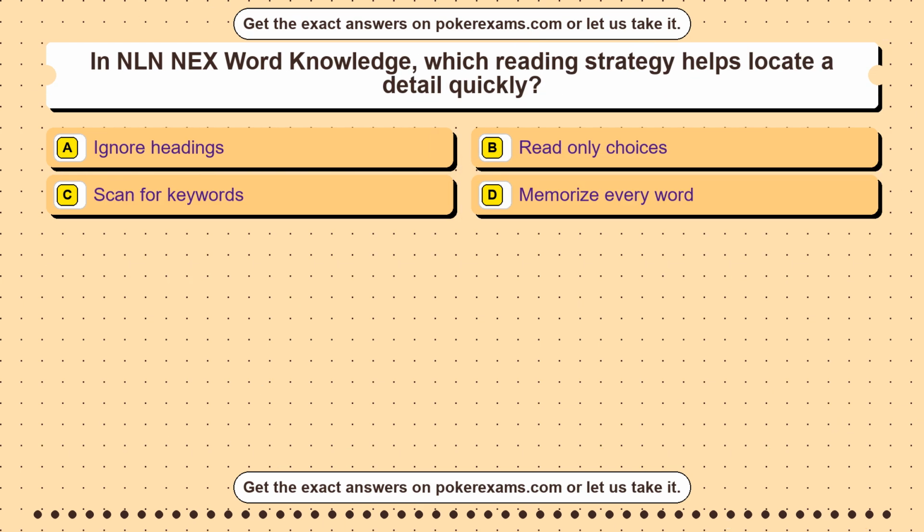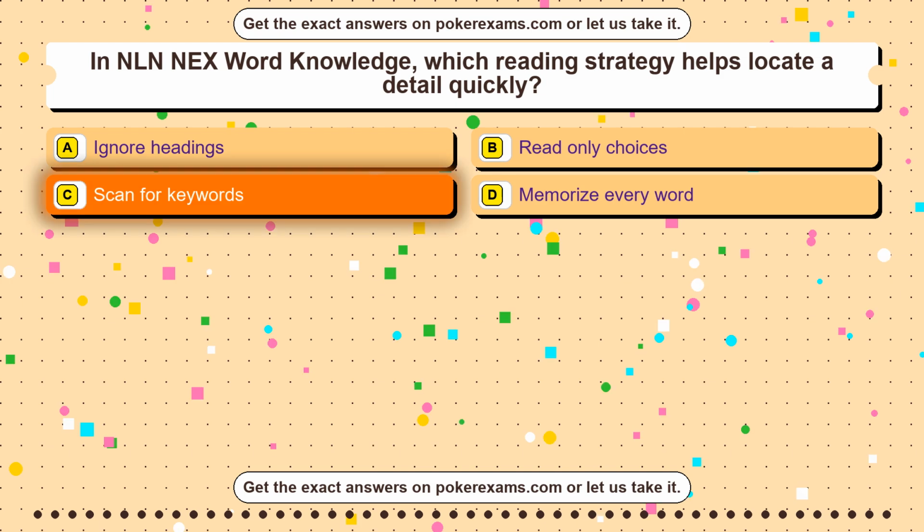Question 43. In NLN NEX Word Knowledge, which reading strategy helps locate a detail quickly? Option A ignore headings. Option B read only choices. Option C scan for keywords. Option D memorize every word. The correct answer is option C.